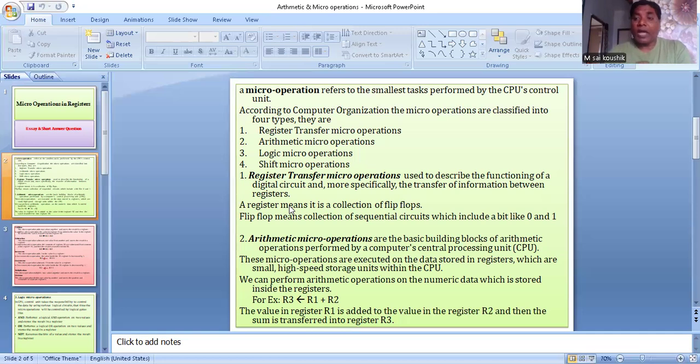Here I am writing as per my knowledge and my information. Register transfer micro operation is used to describe, a very, very important factor, the functioning of a digital circuit.